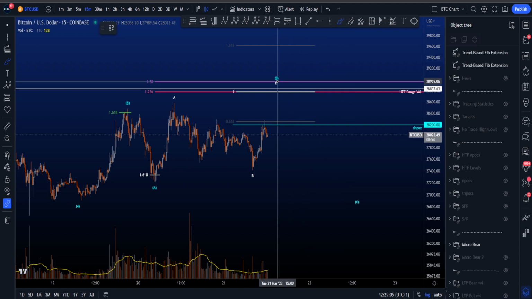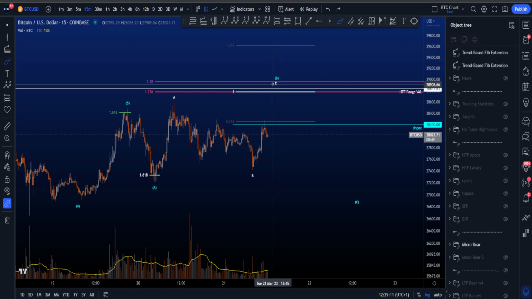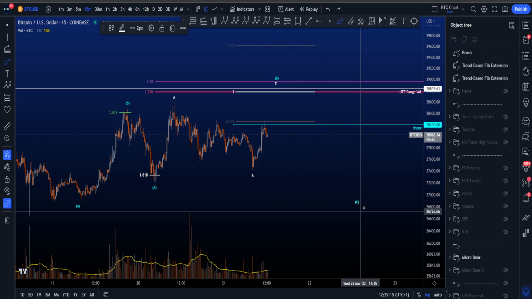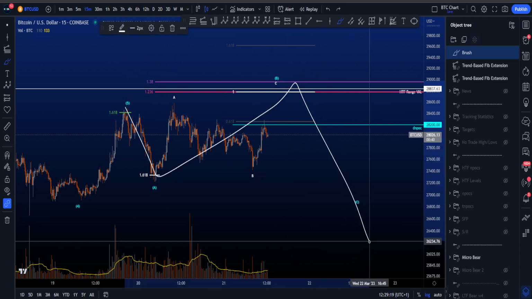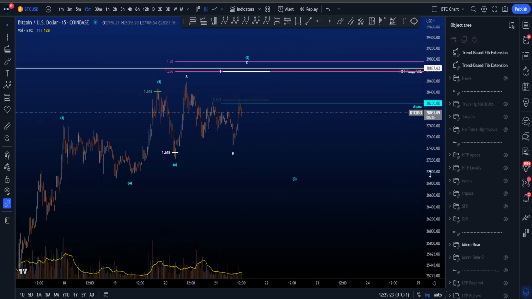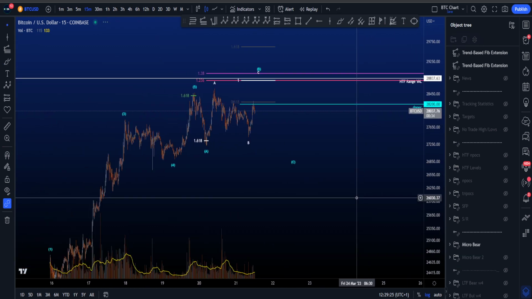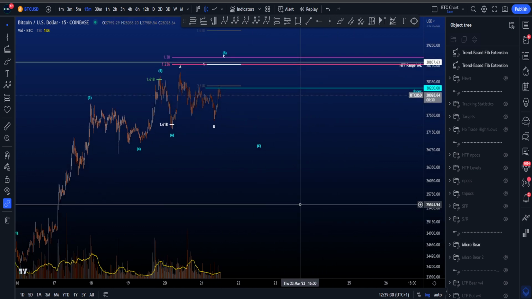And then after hitting this area, very likely wicking above the area, but not preferably closing candles above the 1.38, and then moving to the downside impulsively in a wave C. So then we have a very nice A, B, and then an impulsive C to the downside for the first structure, which then also is a corrective structure. So it's not an impulse to the downside, it's a first corrective structure to the downside, which I think is very important for the higher time frame counts as well.